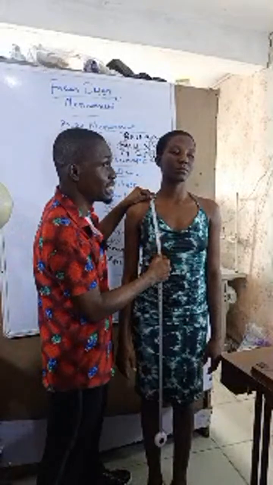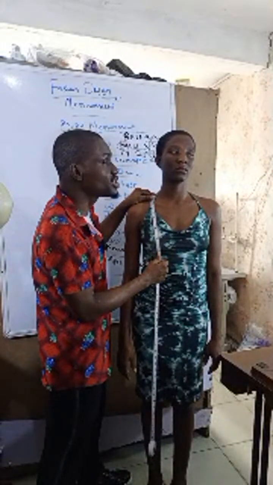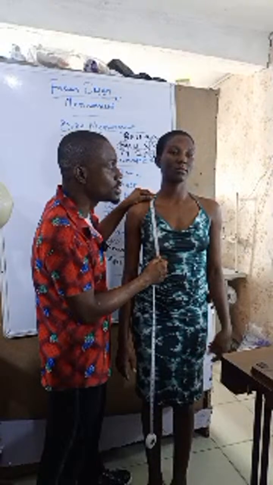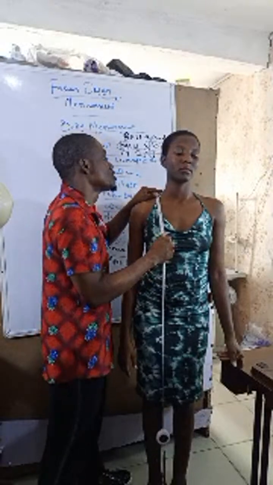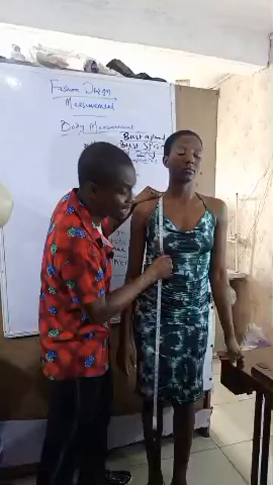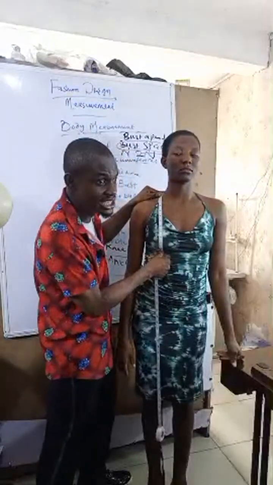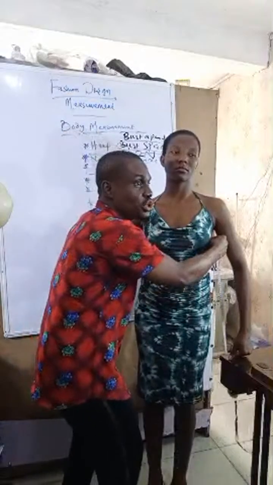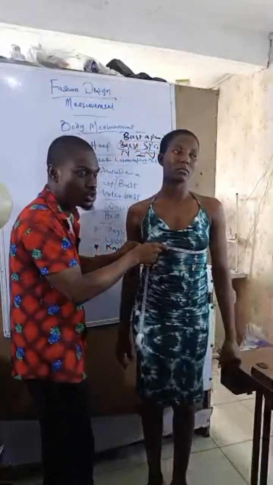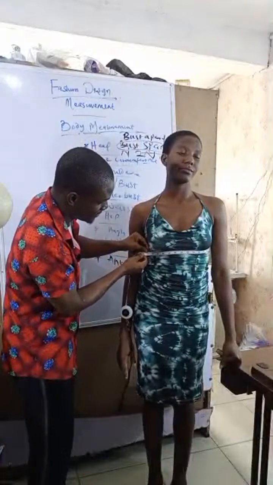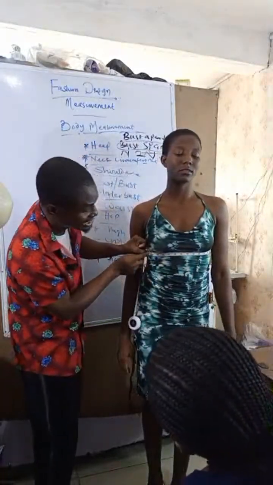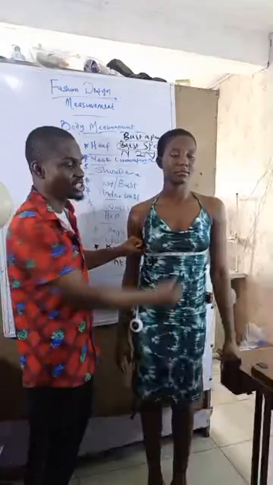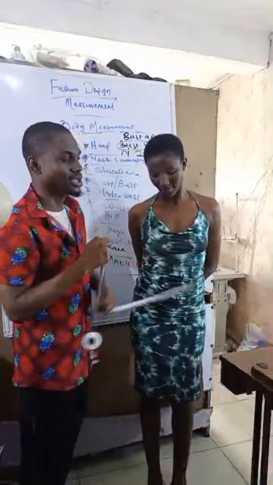Let's measure for the underbust. Don't sleep. From here, we already measured the length, 13 inches. So immediately measure the waist circumference. Don't waste time, just measure it. So what I have here is what? 30 and a half. Okay, 30 and a half.